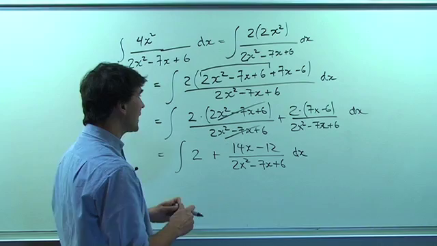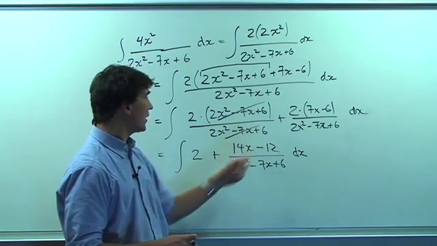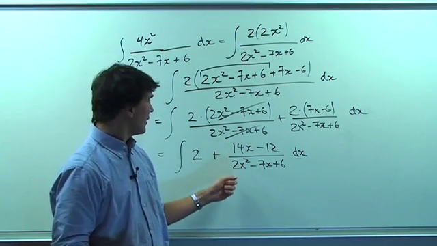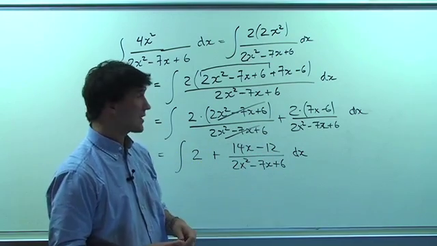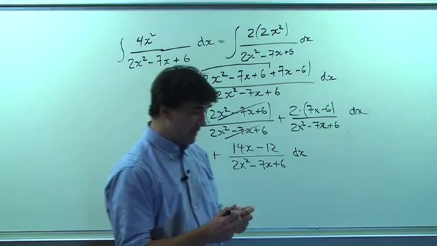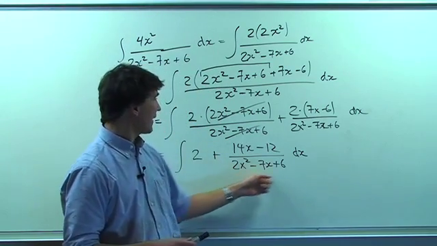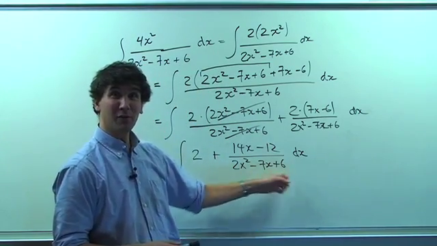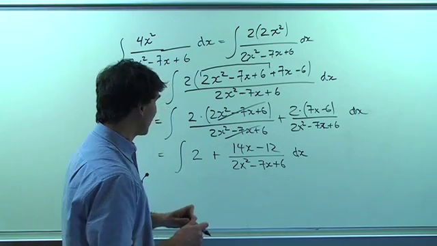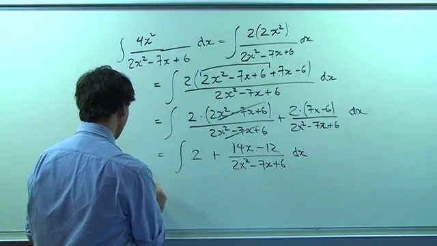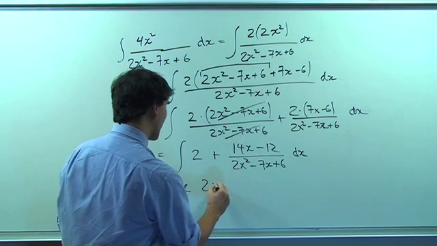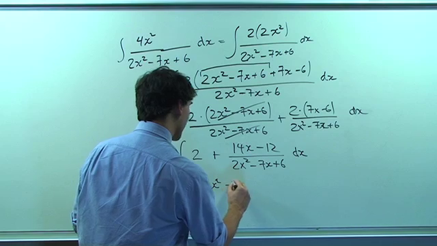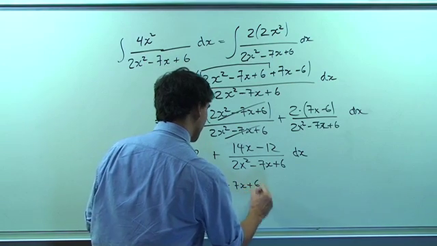We want to write 14x minus 12 over 2x squared minus 7x plus 6 as the sum of two simpler fractions. Well, to do that, we need to know what the factors are. We have to be able to factorize this thing on the bottom. So we need to factorize this 2x squared minus 7x plus 6.